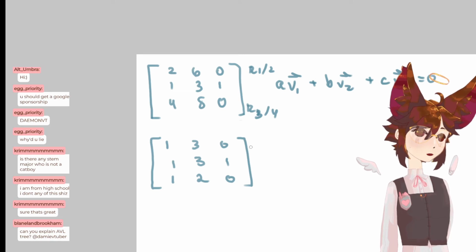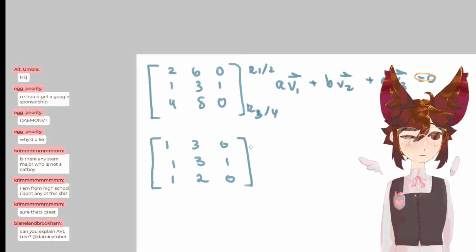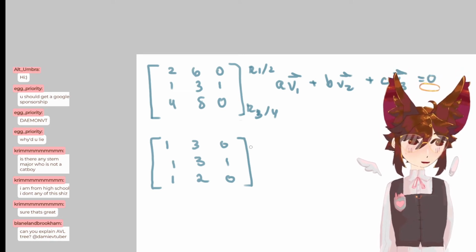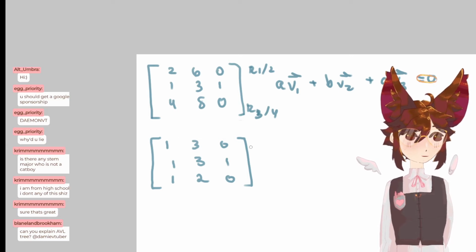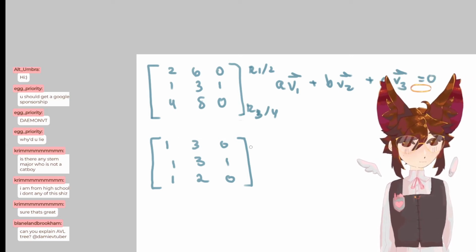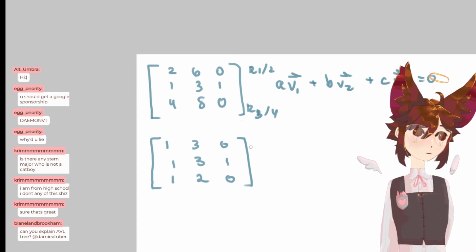Can I explain AVL trees? I have no clue what that is. I think you've officially gotten farther than I know about in coding. I've not done coding for a while, so.